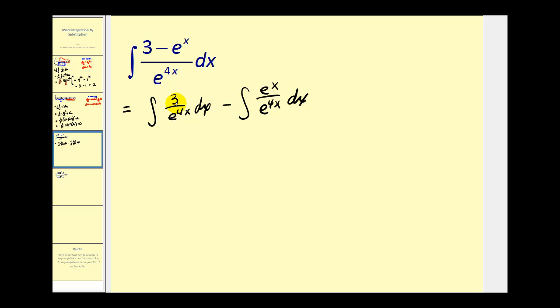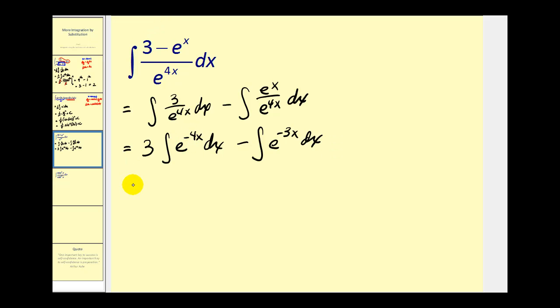Now let's go ahead and factor out the 3 on this first integral and move the exponential part up into the numerator, so we'd have e to the negative 4x. And on the second integral, these bases are the same, so we can subtract our exponents. X minus 4x would be e to the negative 3x. Now I think we can use u substitution.